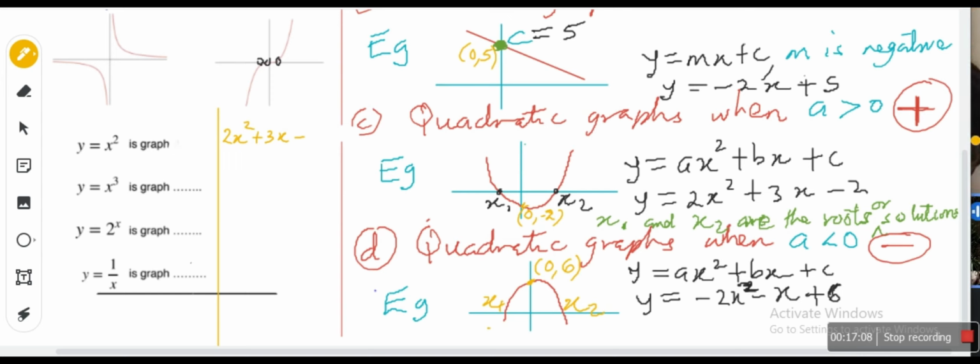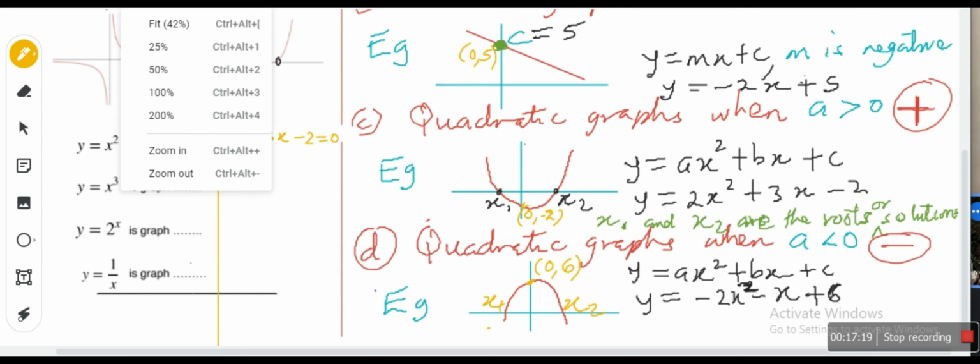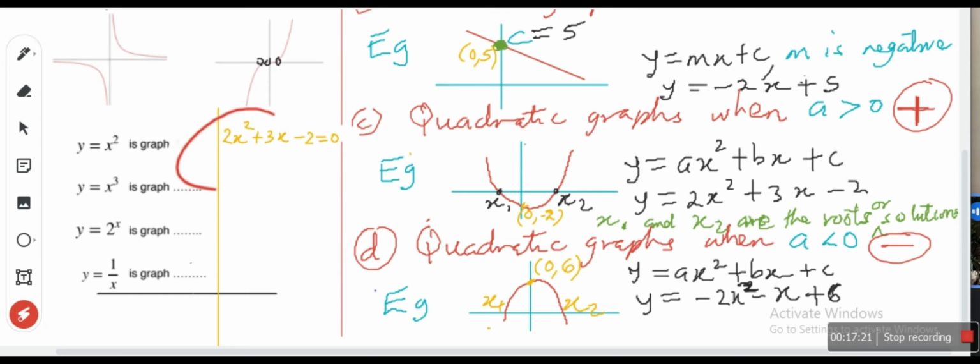2x squared plus 3x minus 2 equals 0. You may need to zoom in, maybe to 200%, to see it properly. I don't know if you can see where I put it in. Yeah, I can. Are you solving it? Yeah. All right.